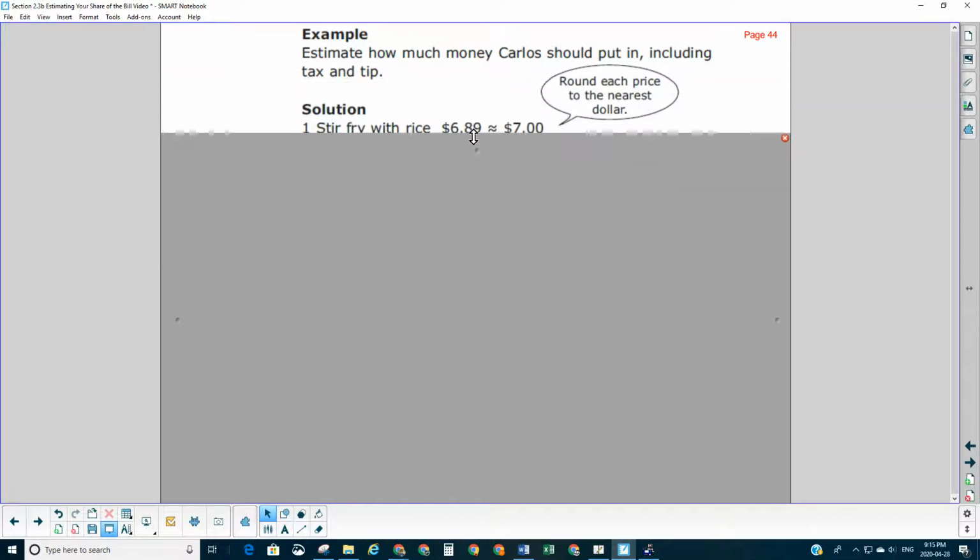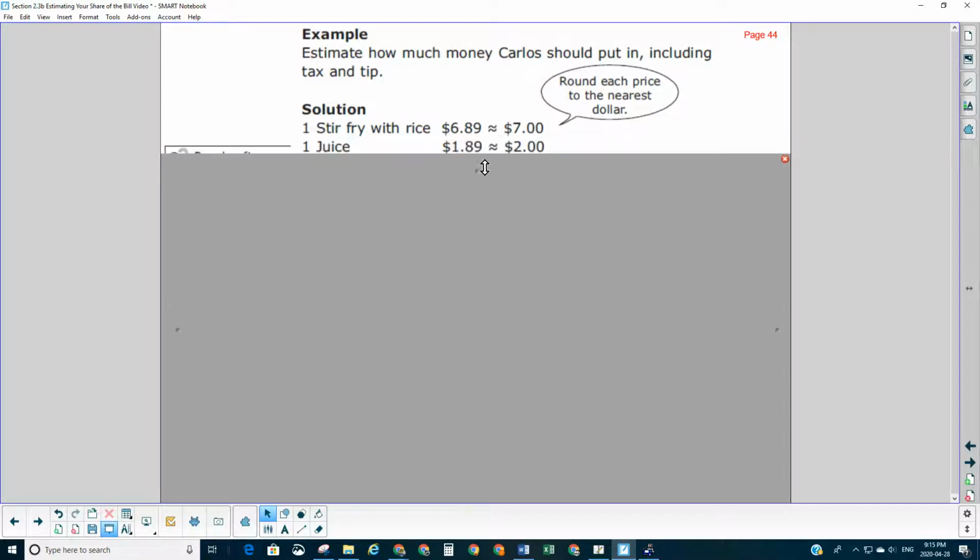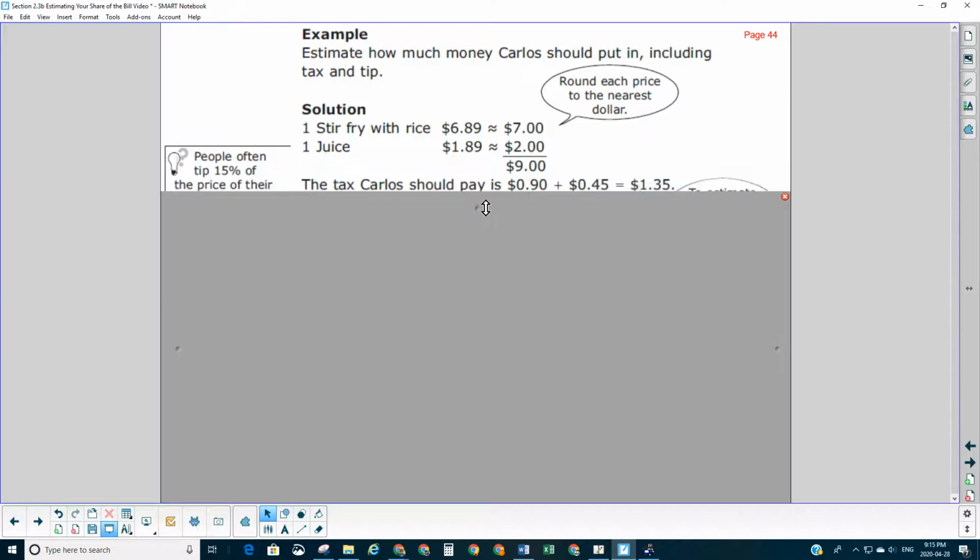So for starters, a really good strategy is instead of estimating with the actual price, you're going to round all these numbers. So for example, Carlos had the stir fry. That's $6.80. It's much easier to work with $7, rounded to $7, so let's say that. And he had the juice. And remember, we said the juice was $1.89 each, but we're going to round that to $2. So essentially, Carlos paid $9.